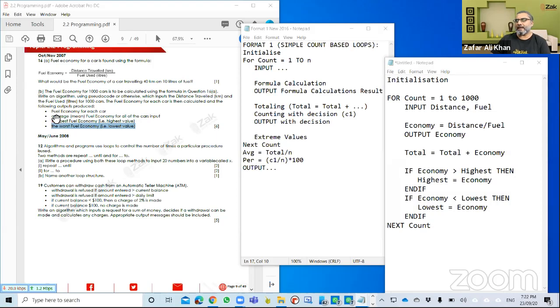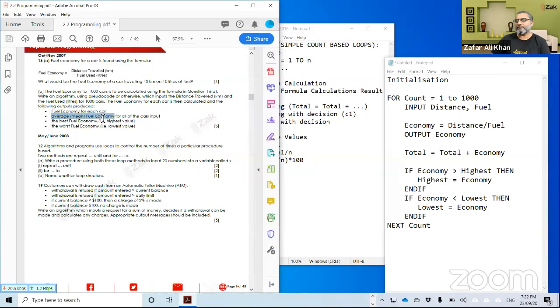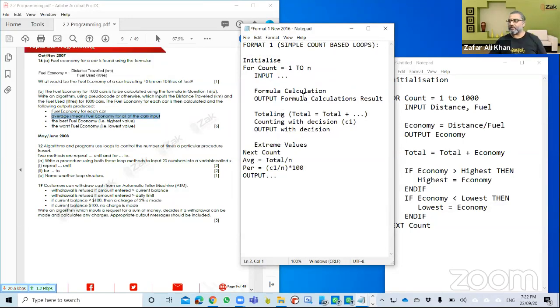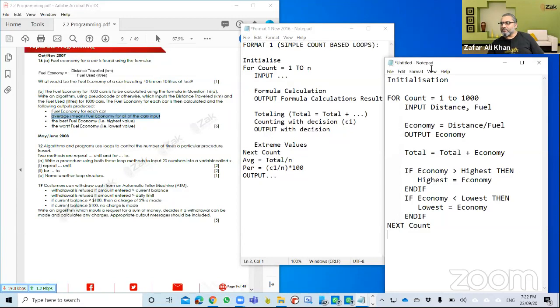So it says average fuel economy for all of the cars. So average comes at the end. This format is basically the guideline. We have taken the guideline from here, we read the question from there, and we solved it. By the end of this short course, you will be able to do it by yourself without looking into these guidelines. The format 1, format 2, format 3, format 4 will become useless for you, because you will get used to how it is solved.